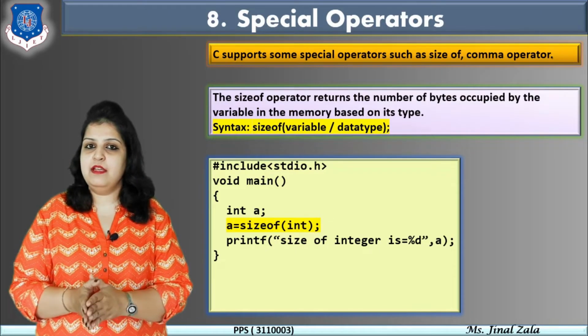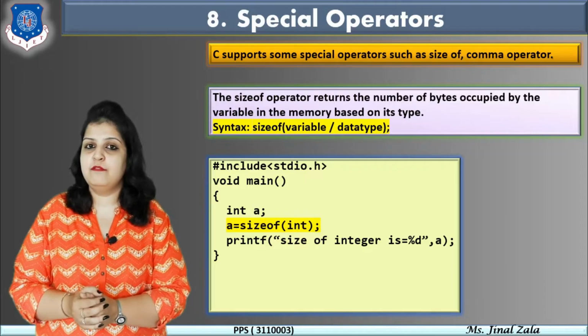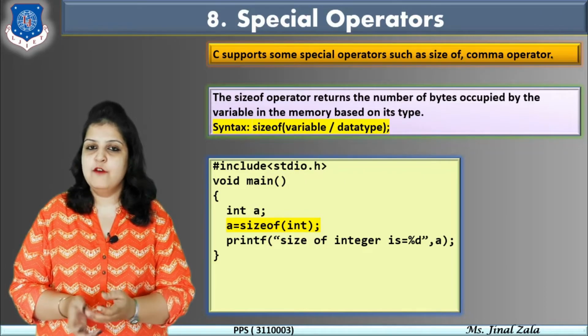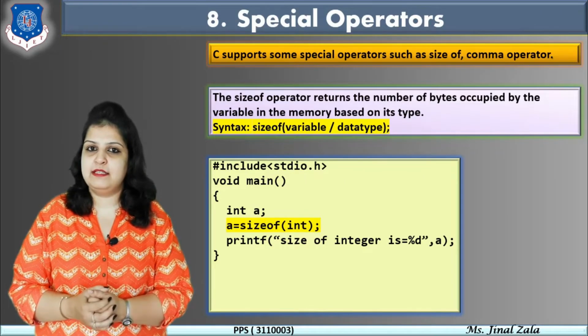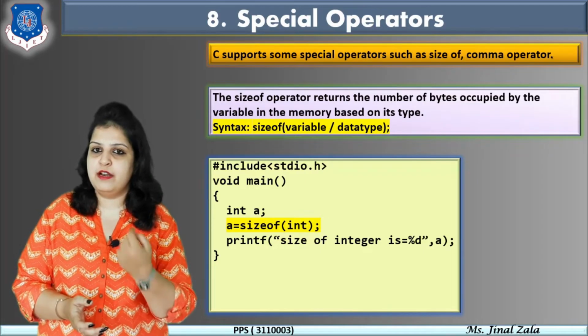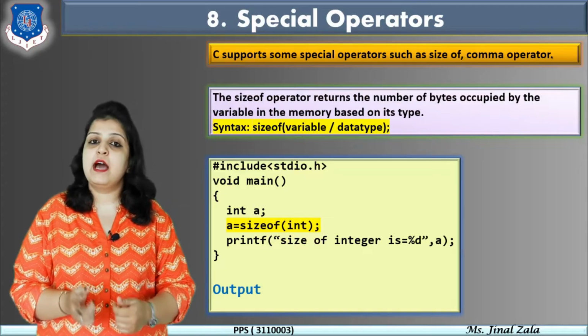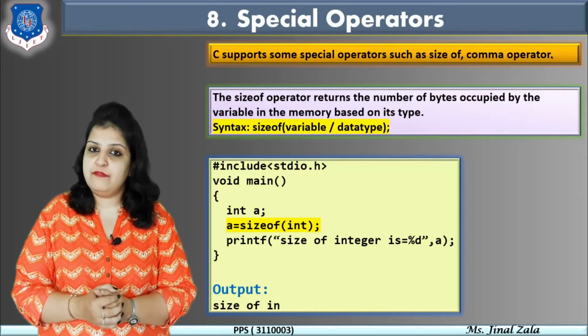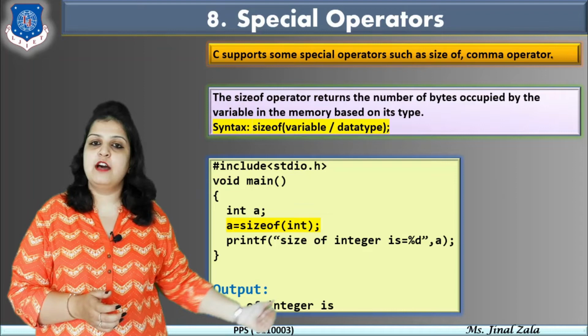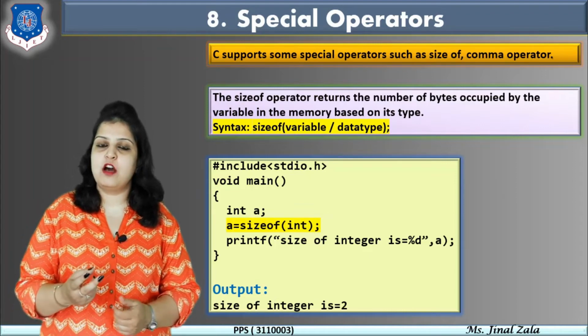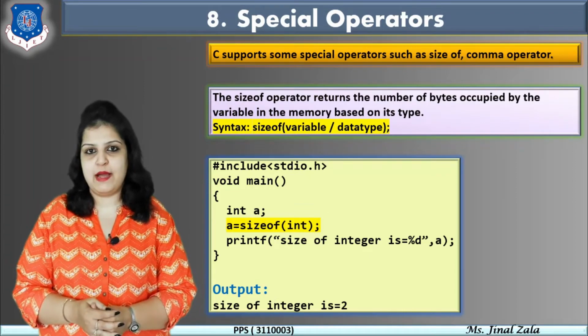Same way, if we take float here, then for float the size is 4 bytes. For double it is 8 bytes. And for character it is 1 byte. But here I am taking the data type integer. So when I am printing the value, it will print the answer 2, because the size of integer is 2 bytes.